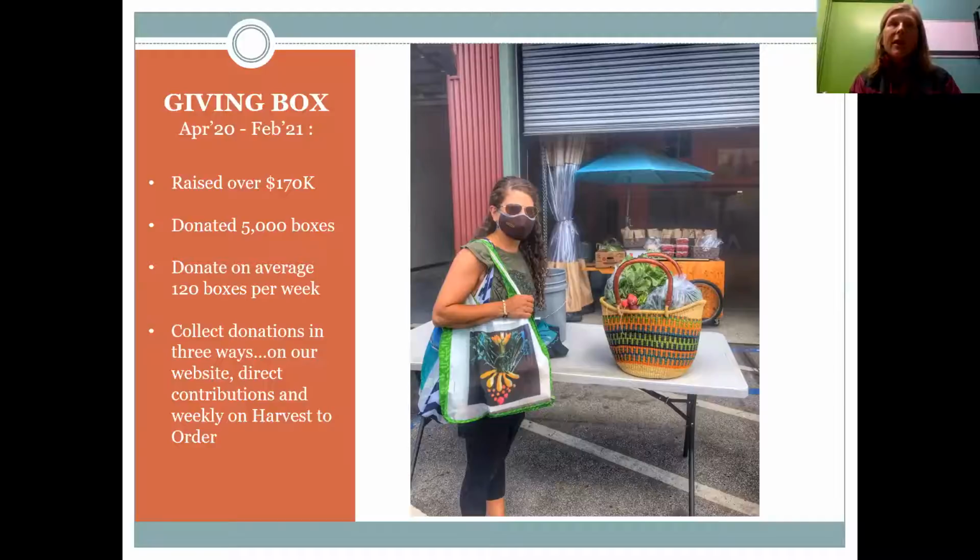And as I mentioned earlier, we're collecting those donations in three ways: through our website, direct contributions, and our weekly harvest order. Each week when people are placing orders, we're raising anywhere from $900 to $1,200. So our hope is that we can almost create our own endowment, with a threshold we never drop below, so at any given point we'll always have a 5 to 6 month cushion to be able to provide food to our community.